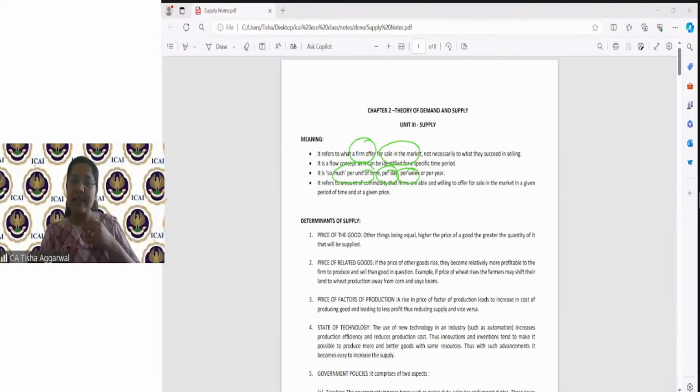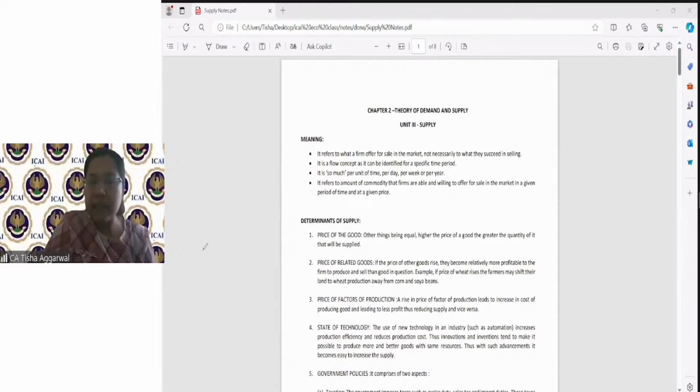So first thing, as a supplier, as a seller, am I able to sell? Am I willing to sell at that particular price? That is what is known as supply. So you have to understand supply is about selling that particular product for a specified period of time, at a given price, and at a given time.